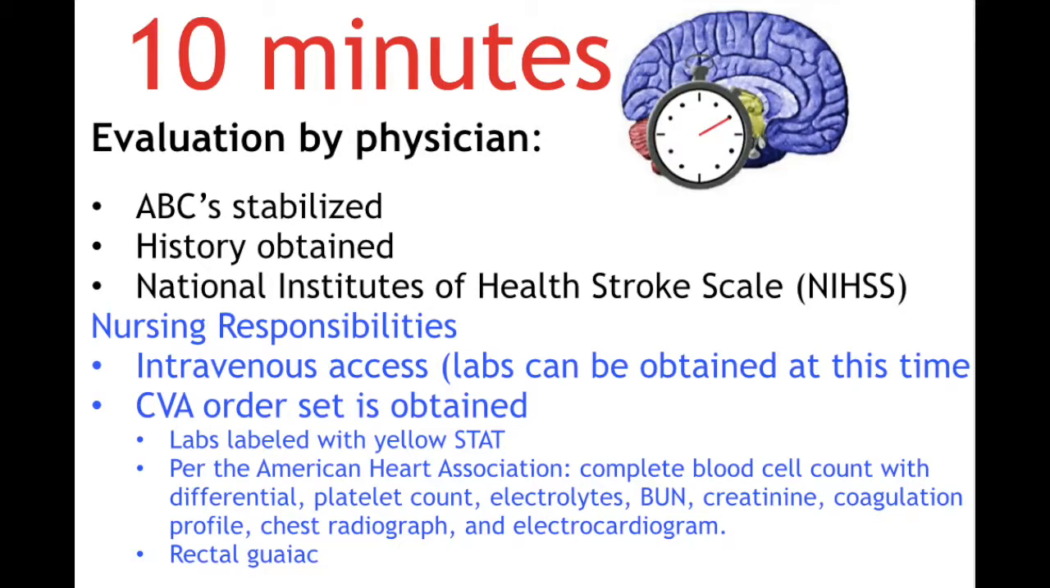In addition, there will be an order set of lab work, including a complete blood cell count with diff, platelet count, electrolytes, BUN and creatinine, and coagulation. Please be aware that the priority is on obtaining the CAT scan. Do not delay the scan to obtain chest X-ray or EKG or labs, as this can be done once the CAT scan is complete.